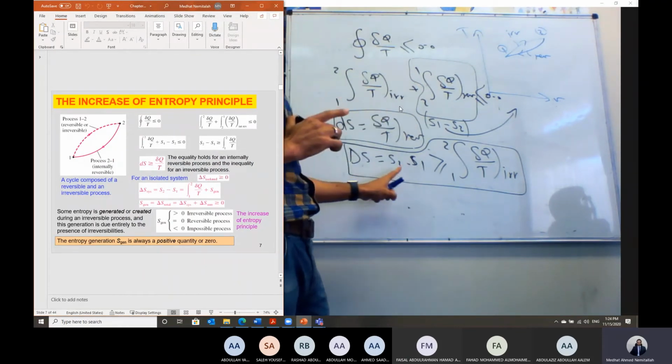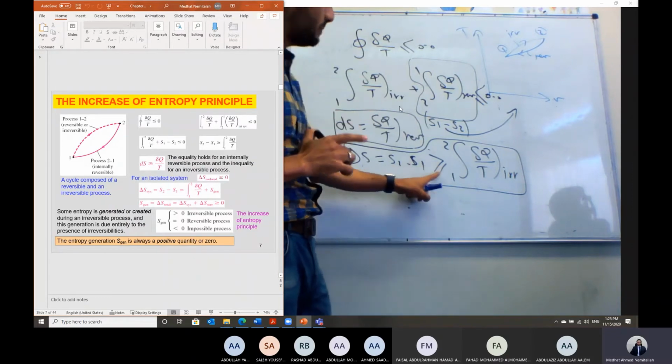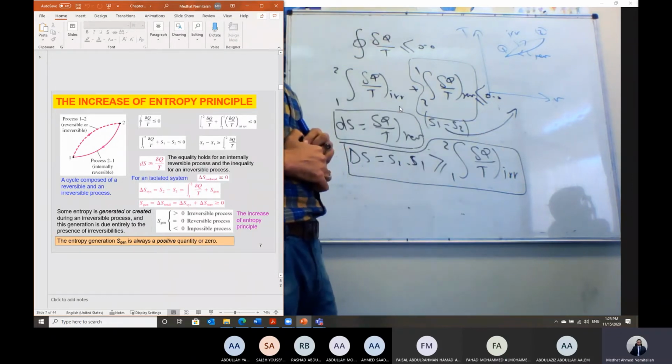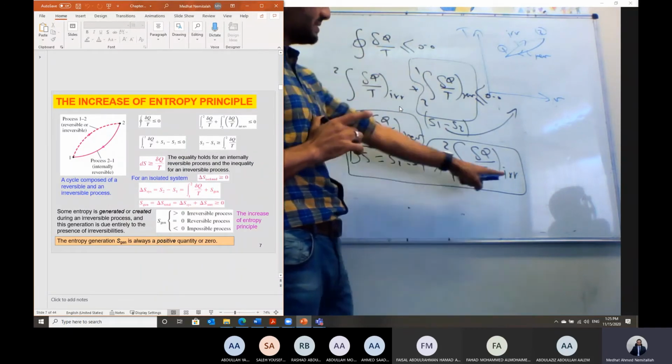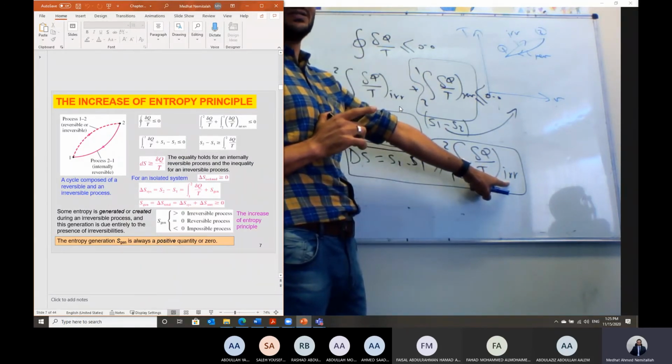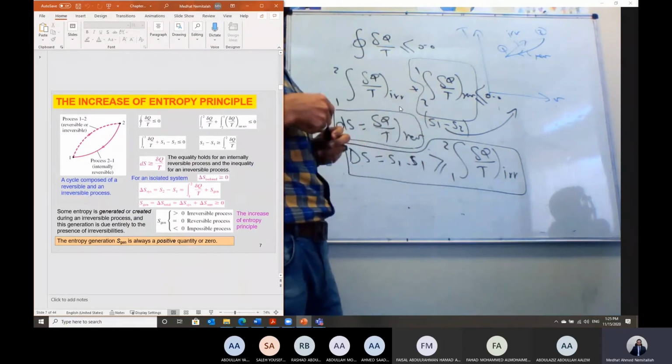But if it is irreversible, delta S in this case will be greater than delta Q over T. Greater than delta Q over T because of what? Because of the losses within the system, because of the irreversibilities in this case. Some entropy will be generated within the system.